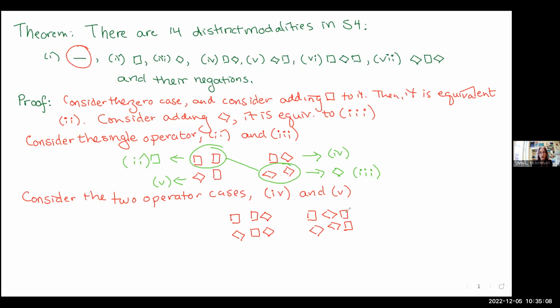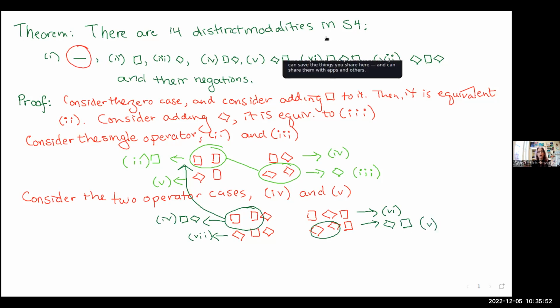And now you should be able to see how this is going to go. This one is equivalent to something already in the list, i.e. number 6. This one is also equivalent to something in the list, i.e. number 7. This one is not in the list already, but we already know from the 1 operator case that 2 boxes can reduce to 1 box. So this becomes box, diamond, and this is in the list. This is number 4. And same here, our 2 diamonds can reduce to 1 diamond, and diamond, box is already in the list. That's number 5.